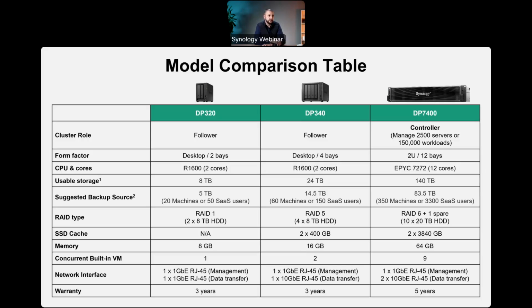It has concurrent built-in VMs, so the smaller devices come with 1 and 2 respectively, whereas the bigger one has 9. And you can see the network interface. The small device comes only with two 1 gig ports, whereas the DP340 comes with one management port of 1 gig and one 10 gig port. The DP7400 comes with two 10 gig ports for data transfer and one 1 gig port for management. The warranty on the desktop models is 3 years, whereas on the bigger model, the rack model, it's 5 years.